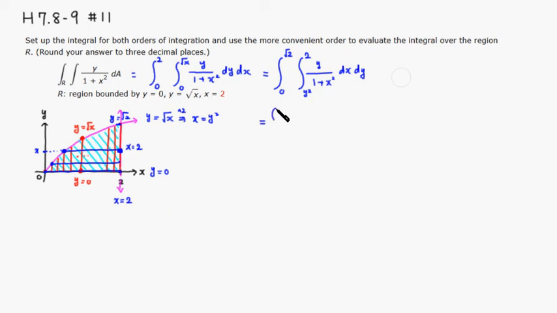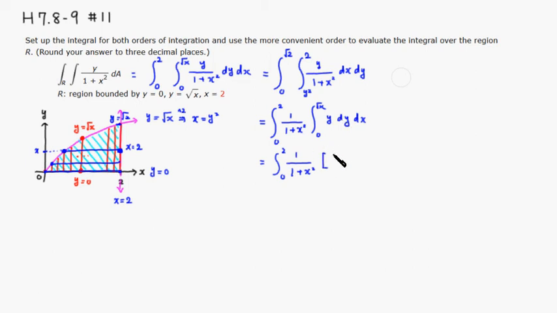So leave the outside from 0 to 2. You can see that 1 over 1 plus x squared is just going to be a constant, so we're going to put it outside here. Then what you have is the integral from 0 to square root of x, and you just have y here, dy dx. So this is going to be equal to the integral from 0 to 2 of 1 over 1 plus x squared. We'll take care of that later.